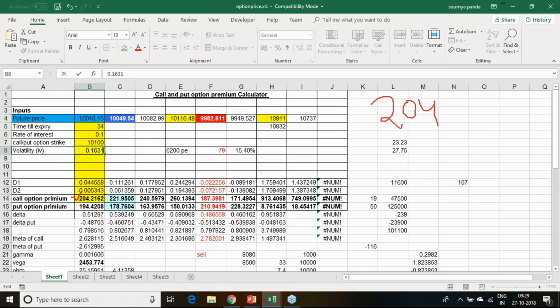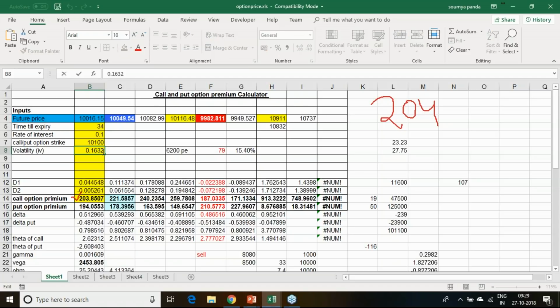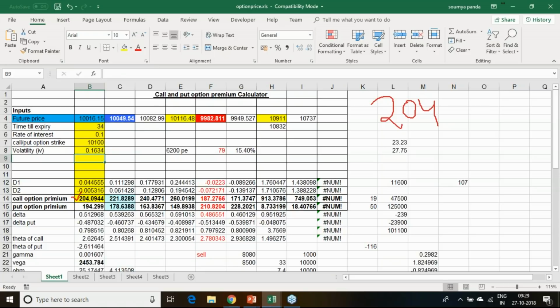If I go for 16.31, then 203 rupees 70 paise is coming. If I go for 16.32, like this I go on simulating, and I am going to get 203.97, and then 204.09. So now my IV has come to 16.34. This is the IV I got after simulating with this price. This process cannot be done manually. It has to be done programmatically in some software.